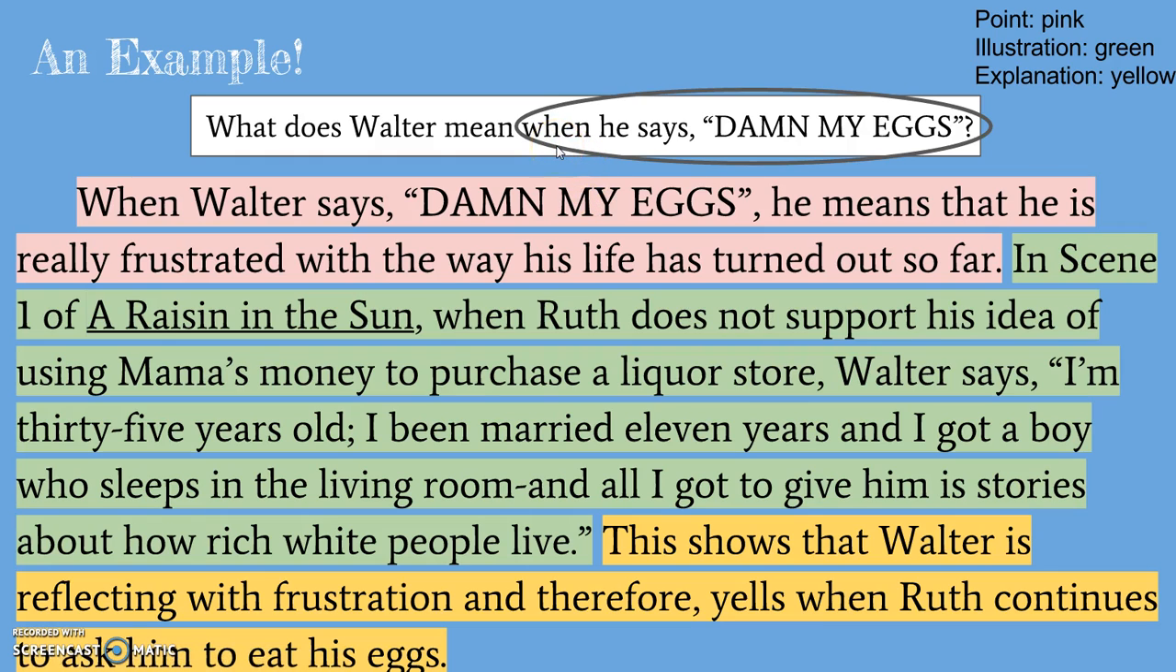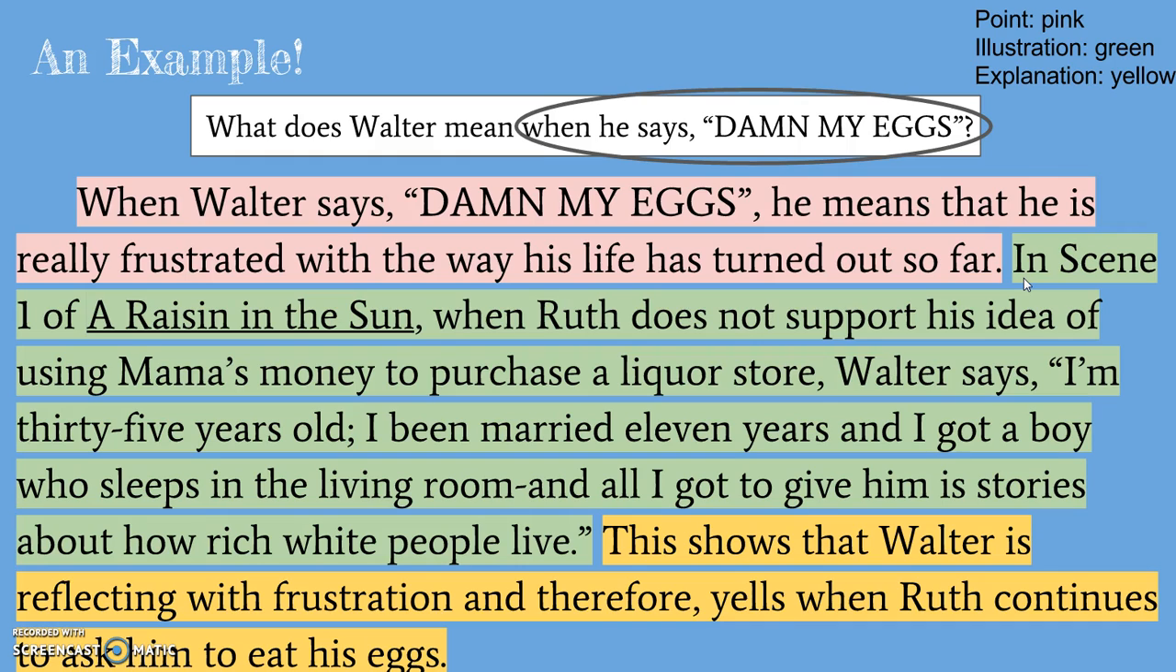If I have a question such as this one, what does Walter mean when he says, "damn my eggs"? I'm going to actually take this language from the question and use it to start my answer. So I'll say, when Walter says, "damn my eggs," now I need to make a point. And in this case, I had to use some clues from the text to make an inference. So my answer is, he means that he is really frustrated with the way his life has turned out so far. Now, I decided to use a quote as an illustration.